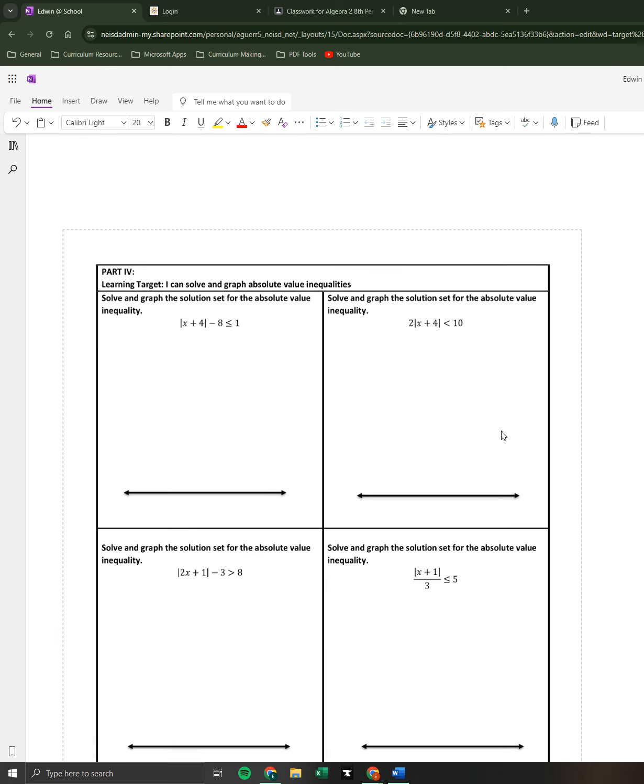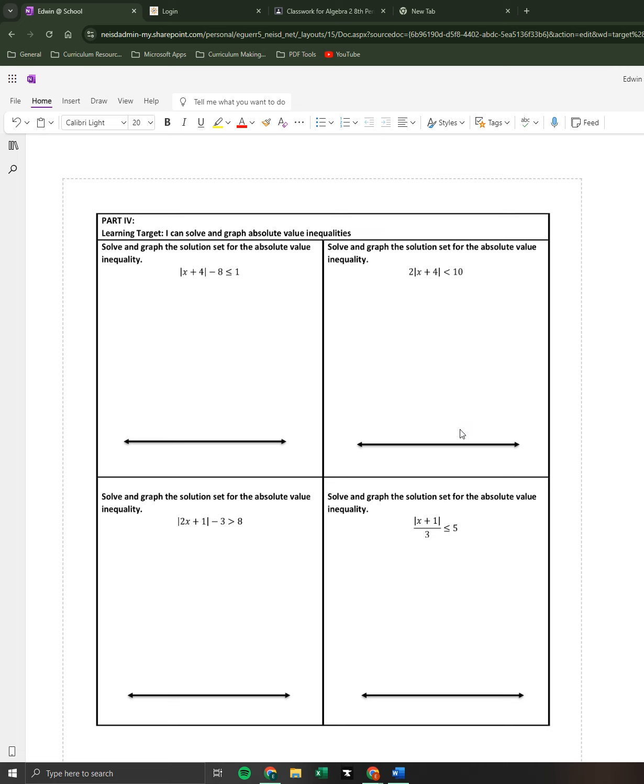So we move on to these types of questions, which are going to be extremely similar, but there's just going to be one extra step to find our solutions. So we're going to focus on this top one, this first one. Same thing, we just want to isolate it. So I see that minus 8, I want to do plus 8 to both sides, giving us the absolute value of x plus 4 less than or equal to 9.